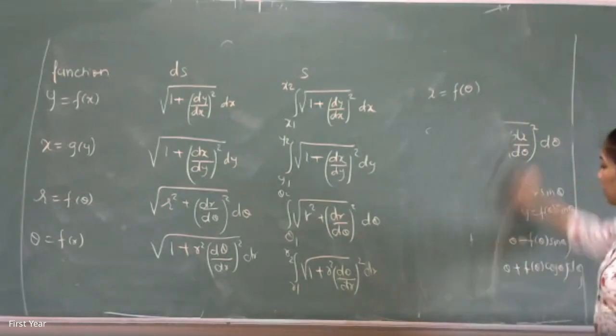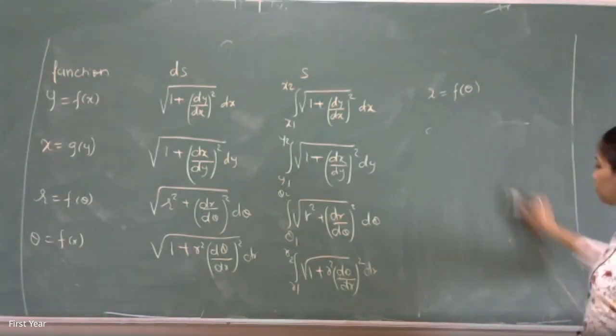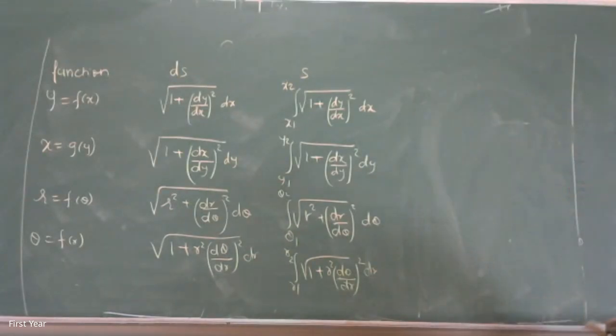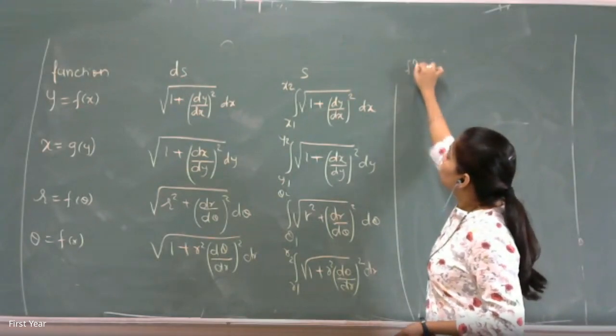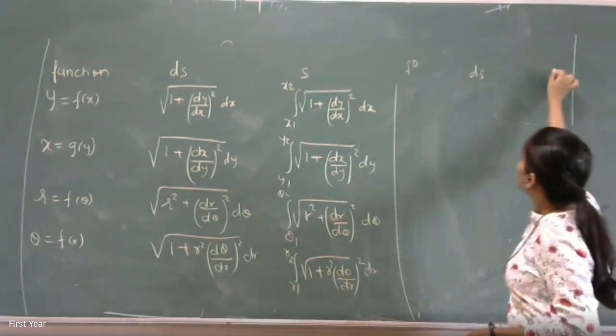Actually, there is nothing great to remember in this also. If r is a function of theta, then dr by d theta is easy, and you get r square separately. And if theta is in terms of r, then d theta by dr is easy. Therefore, the integration will be with respect to r, and your square root term will be 1 plus r square. Okay? Then, same thing here also. This is the function, this is ds, and this is s.